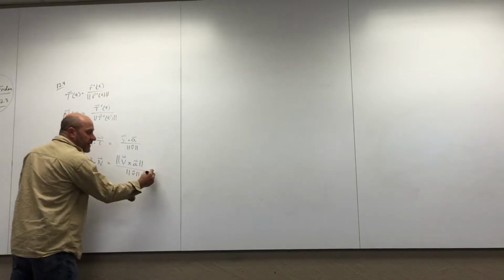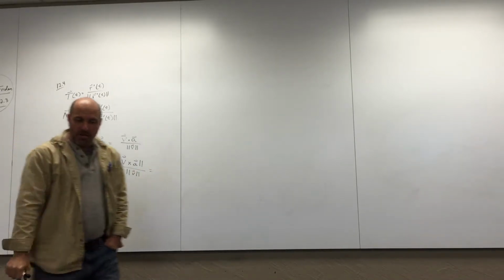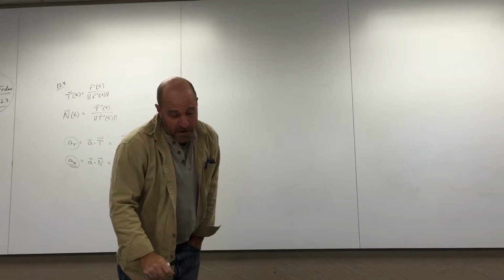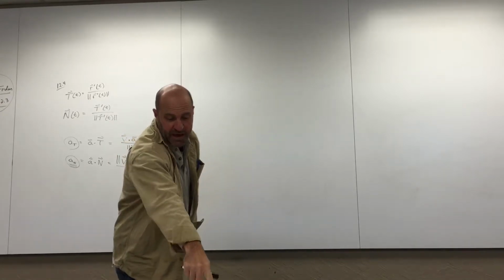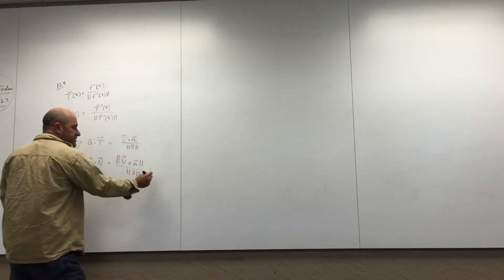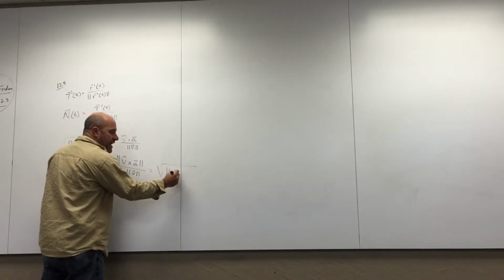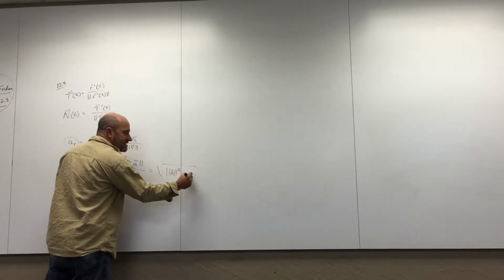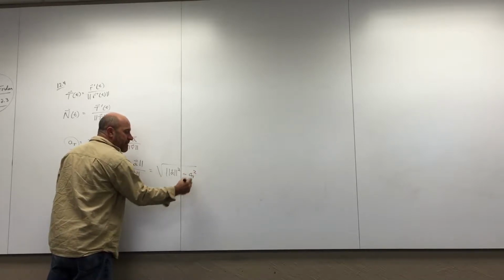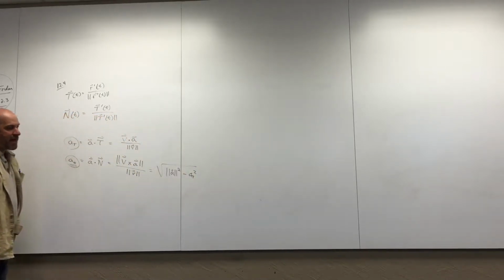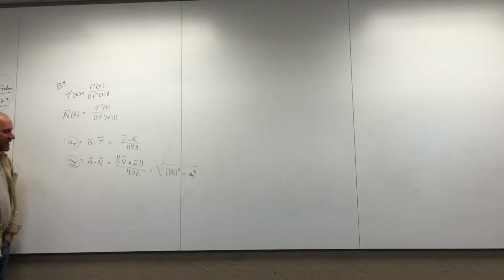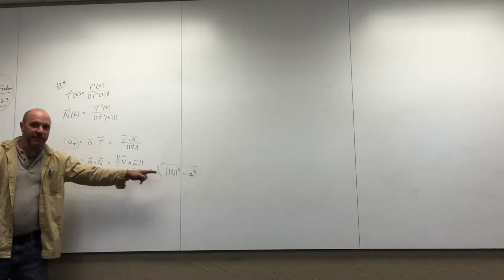Again, you don't have to memorize these formulas, and I'm not asking you to prove them, and I'm not proving them to you. Here's another version of this. This is interesting. The square root of the magnitude of a squared minus a sub T squared. You know, that's kind of a Pythagorean theorem thing.